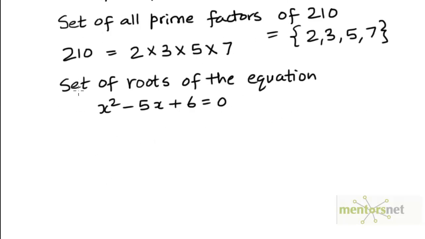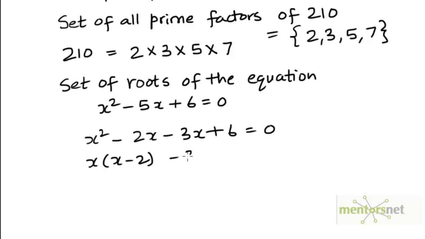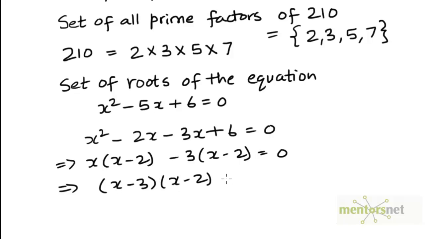You could define a set of roots of the equation x squared minus 5x plus 6 is 0. So you can solve this quadratic equation by splitting 5x into 2x and 3x. Then you can take x common and 3 common. So the quadratic equation can be written as (x minus 3) times (x minus 2) is equal to 0.